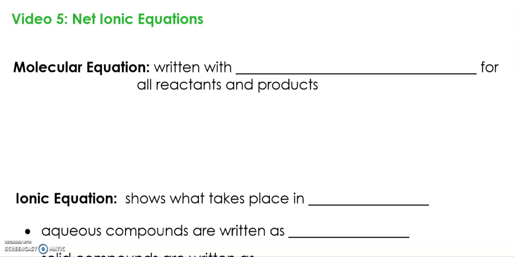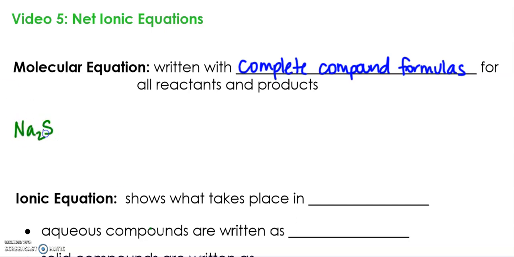A molecular equation is an equation that is written with complete compound formulas for every reactant and product. So this would be something like if I had Na2S, aqueous, reacting with copper 2 nitrate, also aqueous. Here we have a double replacement precipitate reaction.